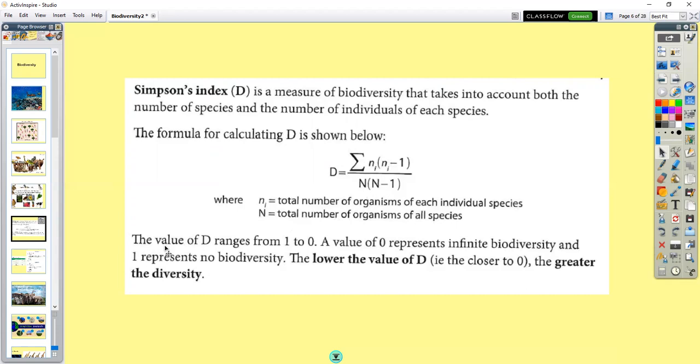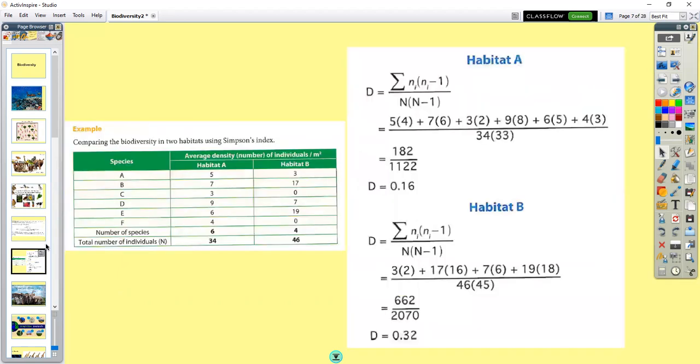D ranges from 1 to 0. The value 0 is infinite biodiversity, so the closer the value is to 0, the greater the biodiversity of that area. There's an example we can see here between 2 different habitats. You've got species A to F, with the number of each individual species. There are 6 species in habitat A, only 4 species in habitat B. There's a total of 34 individuals in habitat A, 46 in habitat B.